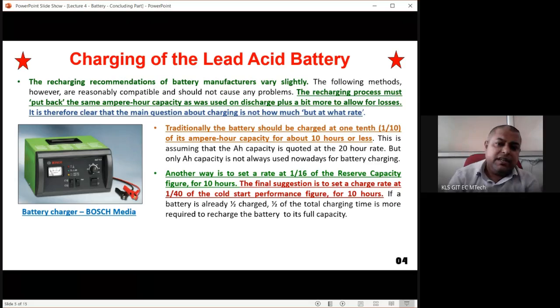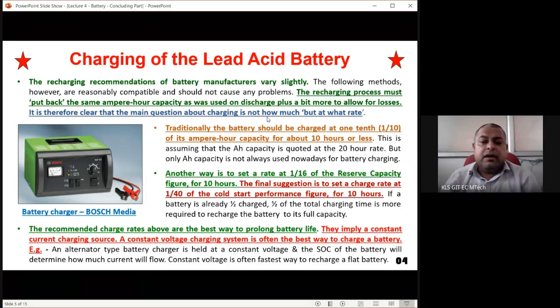So these two paragraphs are very important, and all lines in this slide are very important. This slide number 4 in lecture number 4 is very important. More important lines about charging: the recommended charge rates above are the best way to prolong the battery life.